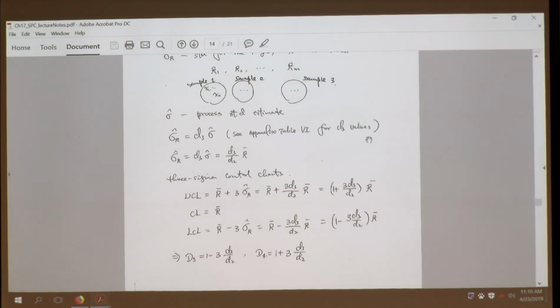Then everything is based on the 3 sigma control chart. We have R bar plus 3 sigma R. This is the estimation of the standard deviation of my R, while the process standard deviation estimation is actually R bar divided by D2. Sigma R is the standard deviation for the range, and sigma hat is the standard deviation for the process. Okay.